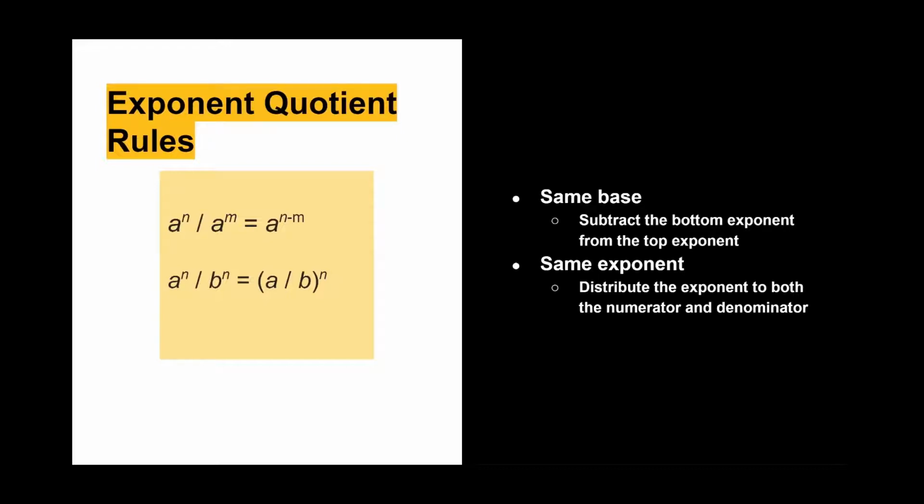And then on the bottom, you have the same exponent rule. In this one, you distribute the exponent to both the numerator and the denominator. As you can see, you divide a by b, and then you raise that whole thing to n.